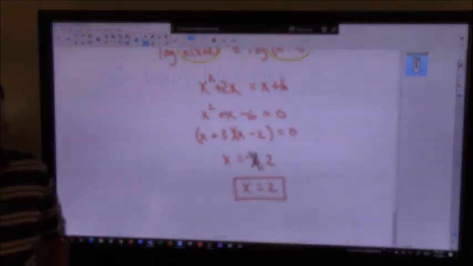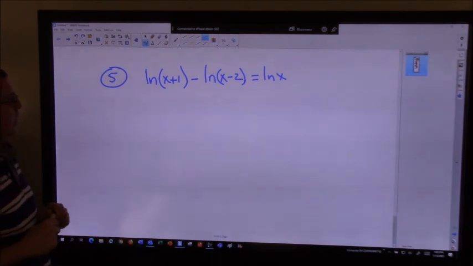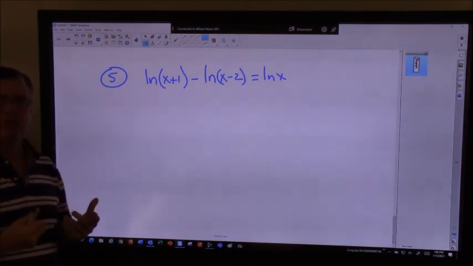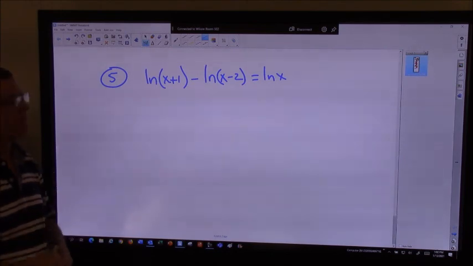All right, let's try one more. You guys go ahead and try this one. Kind of the same as the last one, but kind of different.